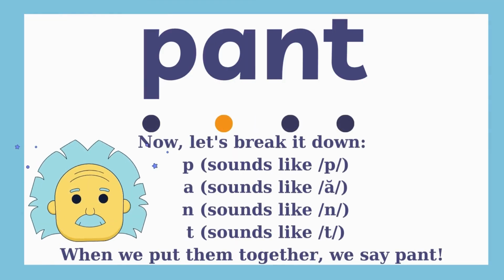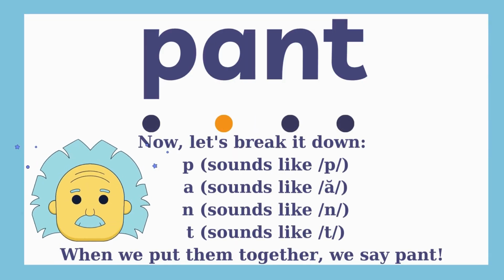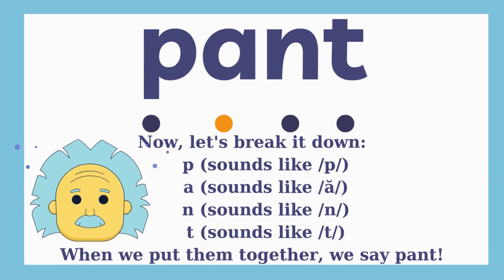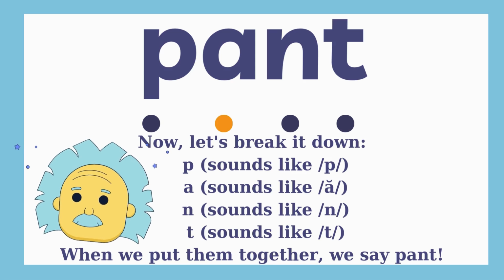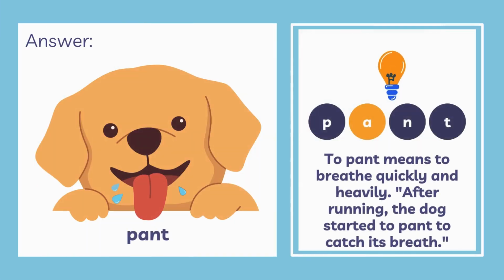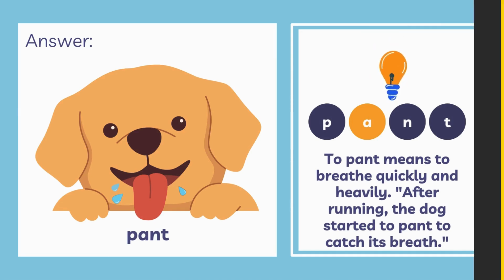Pant. Now let's break it down. P sounds like P. A sounds like A. N sounds like N. T sounds like T. When we put them together, we say pant. To pant means to breathe quickly and heavily. After running, the dog started to pant to catch its breath.